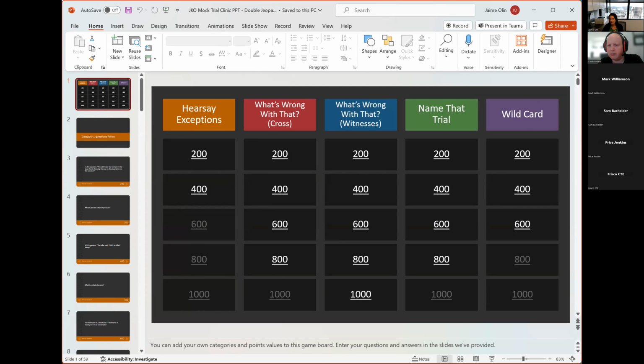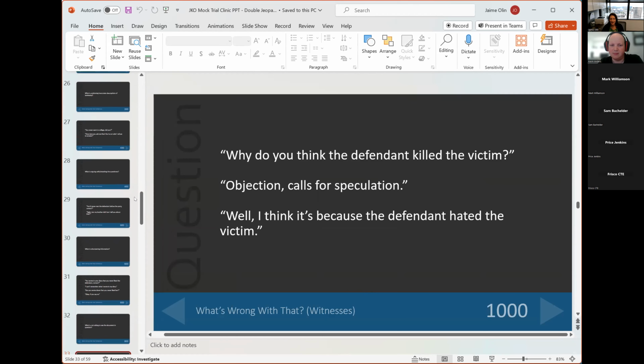Let's go, "What's wrong with that witness," 4,000. Okay, the last $1,000 clue. Question: why do you think the defendant killed the victim? Answer, or objection: calls for speculation. Answer: well, I think it's because the defendant hated the victim. What did the witness do wrong here? William Manna. And if it's not William Manna, we'll go with Luke Williamson.